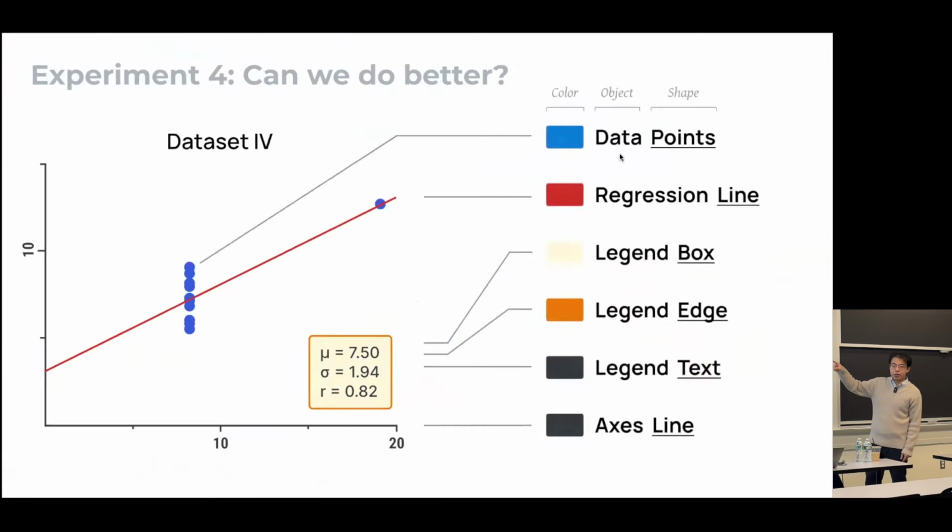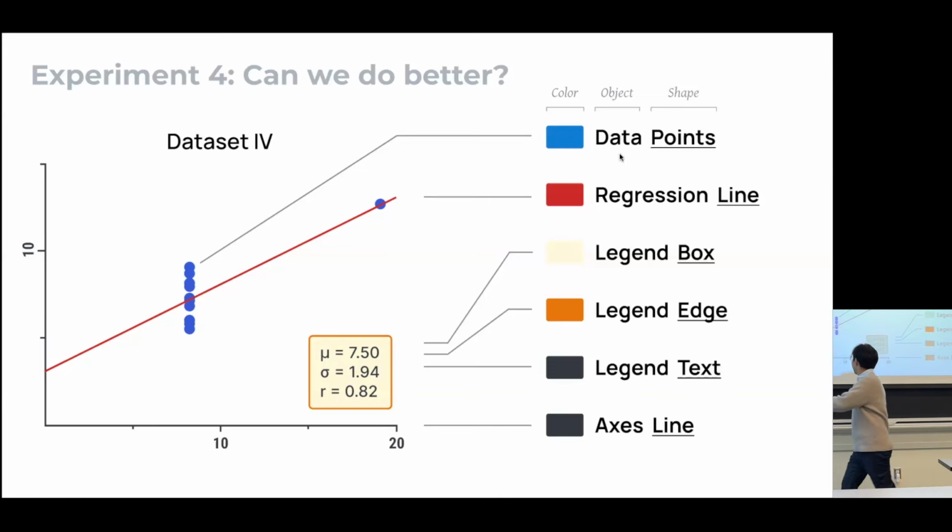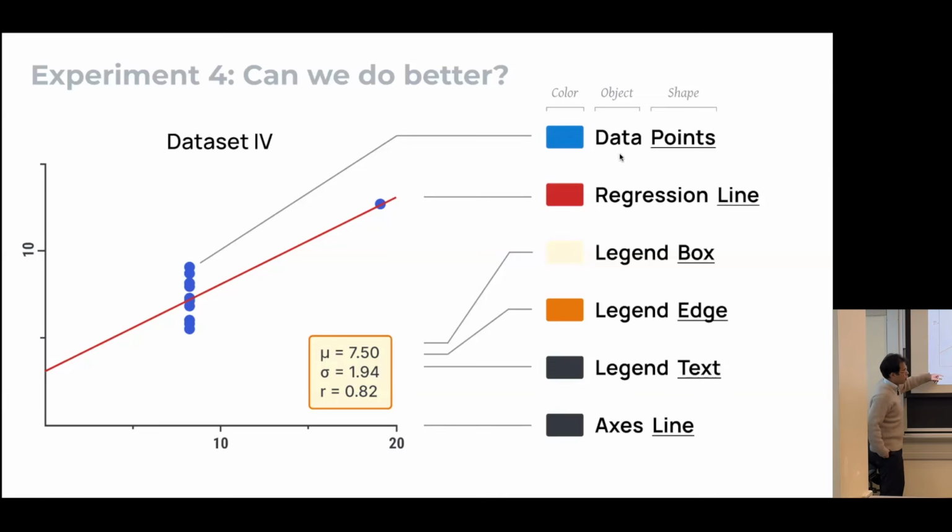Okay, let's zoom in to a specific plot, because we just care about one thing now. So I just list all these visual elements from this plot. Let's go from the bottom to top. There's this axis line, which is in black color. For the legend, we have the legend text, the edge, and the box, and they are all in different colors. And then there's this regression line, and all these dots and points, all in different colors, all with different shapes.